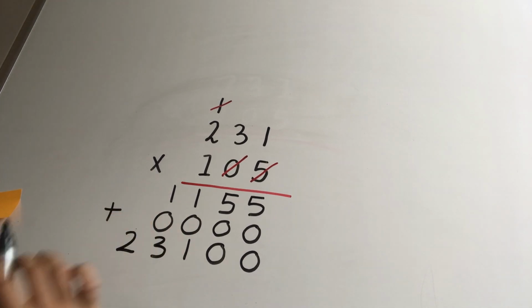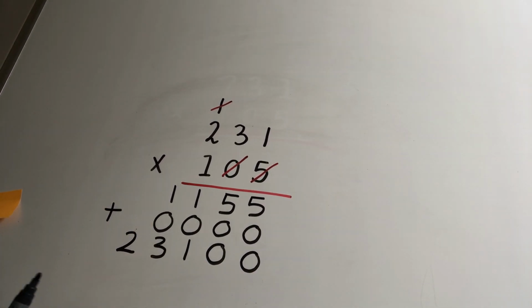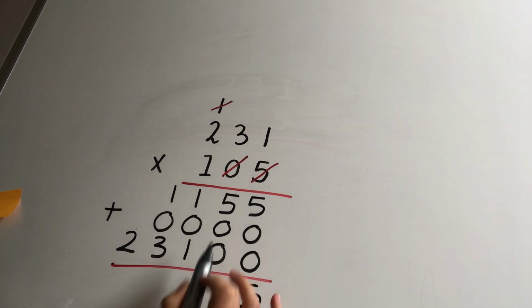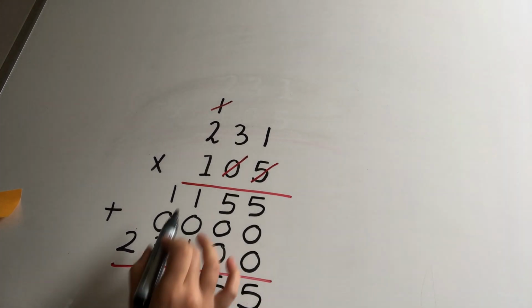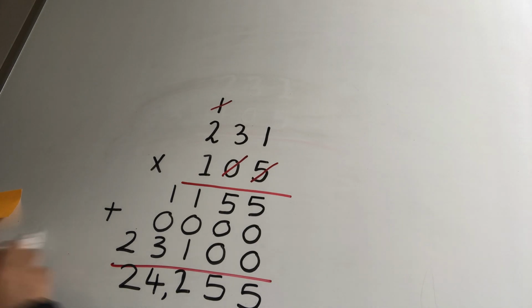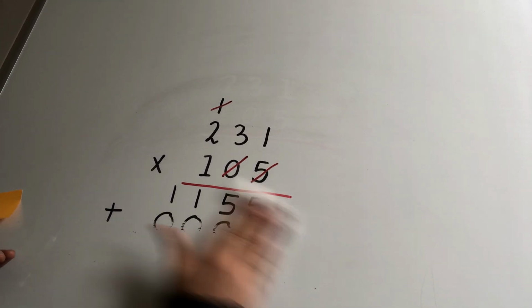Then with these numbers here, we must add them all together. So starting from the right hand side with our ones value, 5 add 0 is 5, 5 add 0 is 5, 1 and 1 is 2, 1 and 3 is 4, and 2 and nothing is 2. So our product is 24,255.